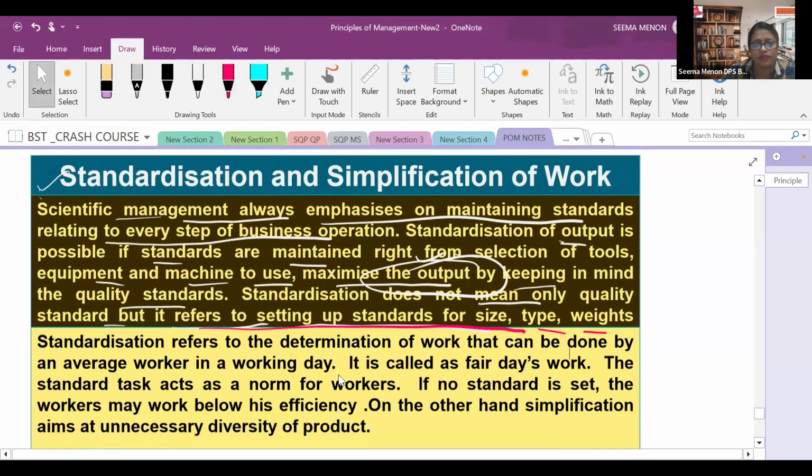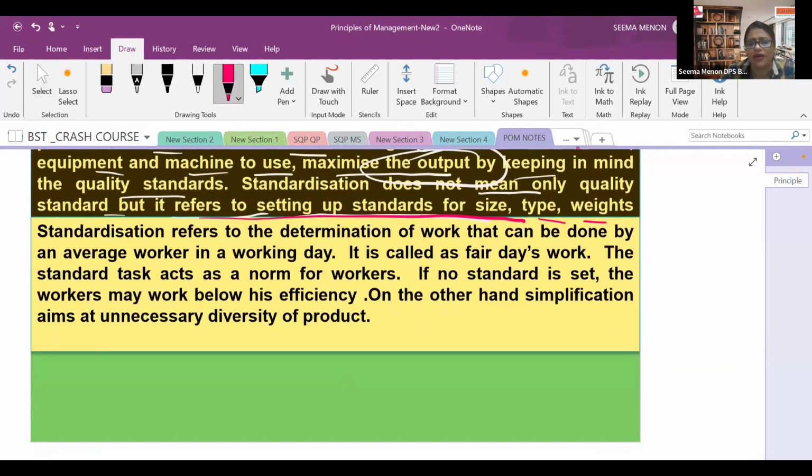Standardization refers to the determination of work that can be done by the average worker in a working day. Through standardization, we can know how much work each worker will be able to complete on a particular day. It is called a per day's work, and they will not get overburdened. The standard task acts as a norm for the worker. That is the rule, so we take a standard time, 8 hours per day. If no standard is set, the worker may work below his efficiency. If we are not setting a standard of 8 hours, few people will leave after 5 hours, few after 6 hours. So efficiency will be less.